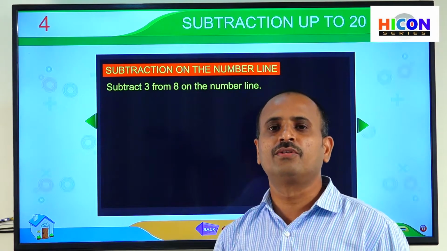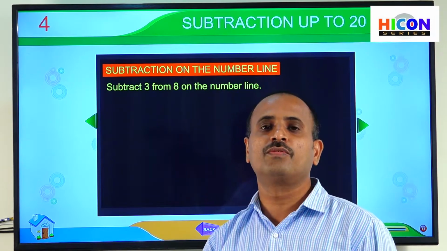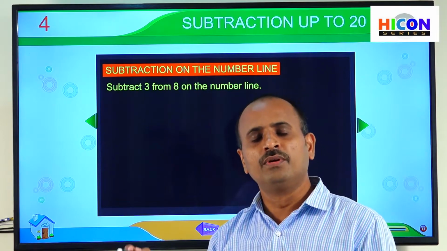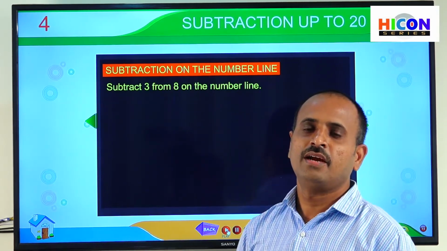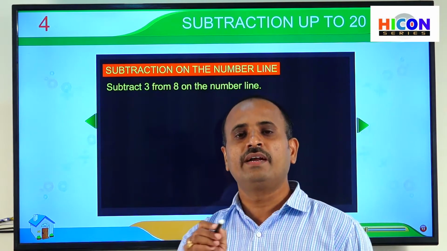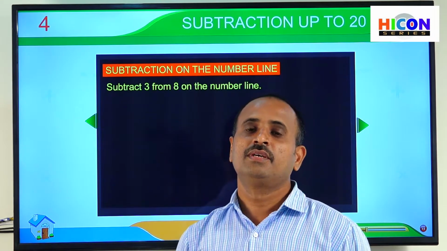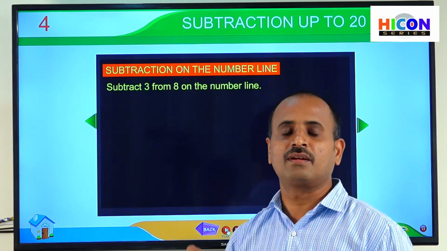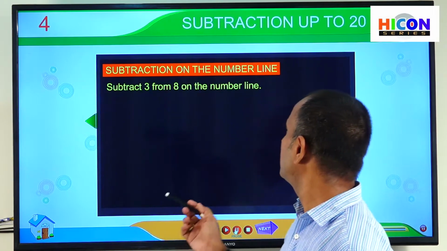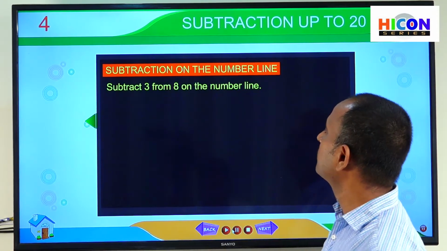So we just have to draw a straight line on your notebook with the pencil. That straight line represents a number line. Put arrow marks at both ends, and now mark the numbers on that line starting from 0 at equal gaps. Since the numbers are represented on that line, that line is called a number line.